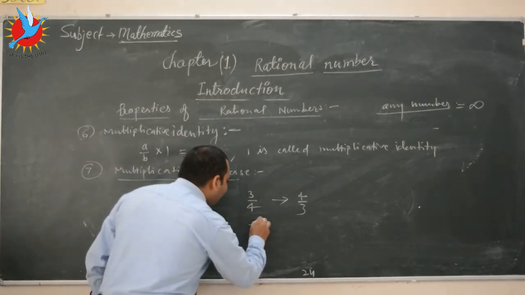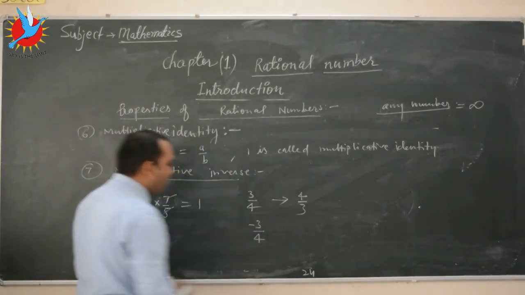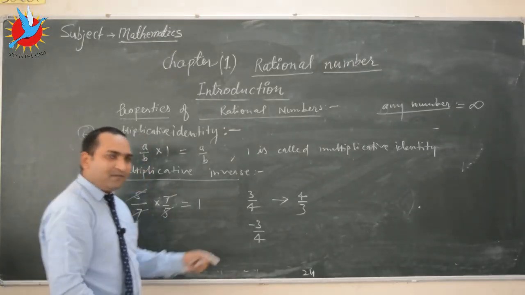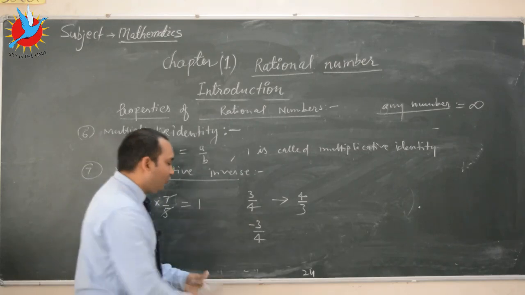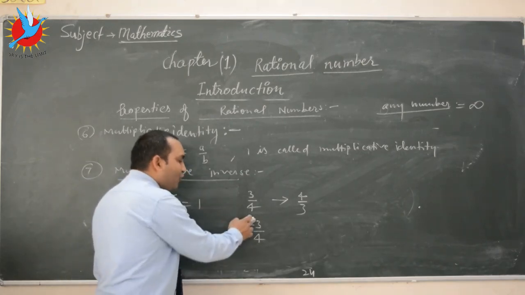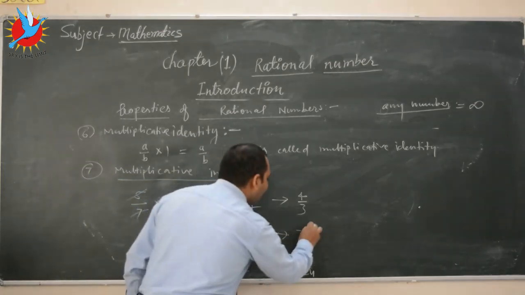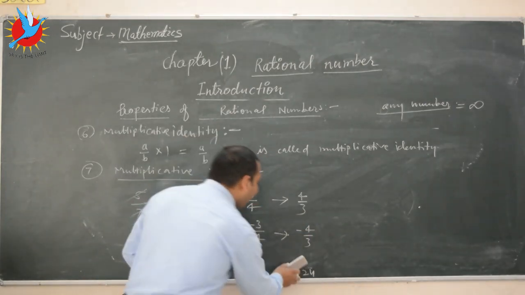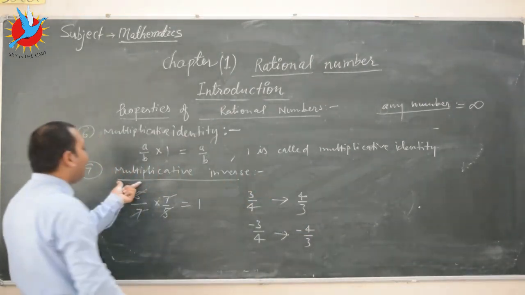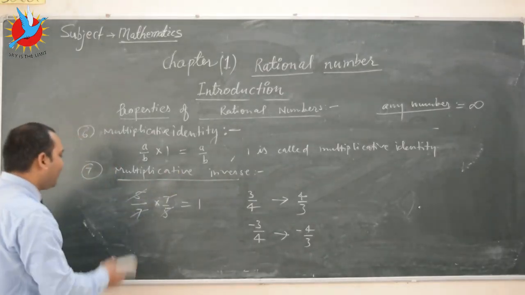What is the multiplicative inverse of minus 3 upon 4? We just change the denominator as a numerator and the numerator as a denominator. So minus 4 upon 3. This is called the multiplicative inverse.